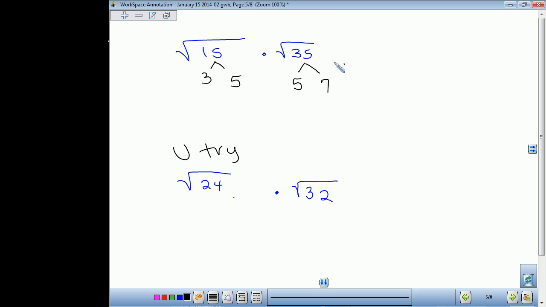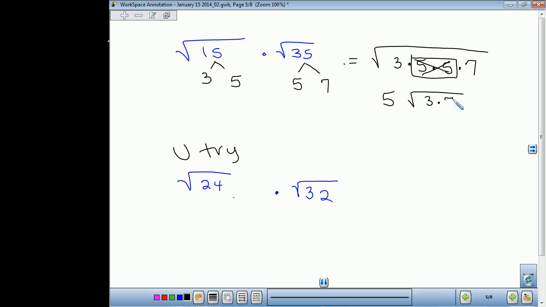So if you look at your two numbers and you see a common factor, that's going to be really nice. Because we can rewrite this as 3 times 5 times 5 times 7. This is the 15 and this is the 35. And because we had a common factor, the square root of 5 times the square root of 5 is 5. And it leaves a 3 and a 7 under the radical. So it's 5 roots of 21.